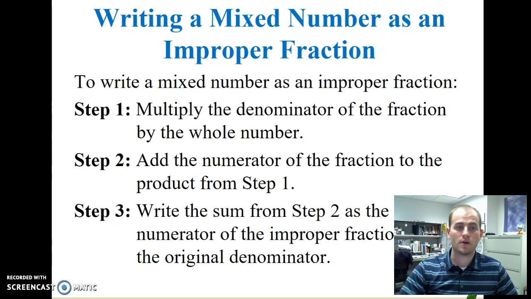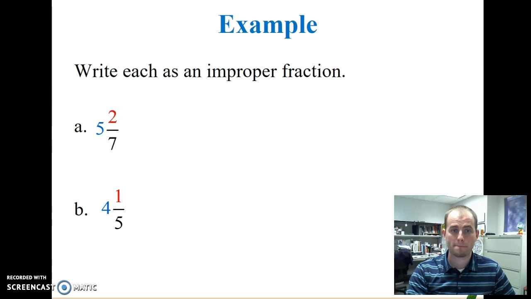So the directions on that would be to multiply the denominator by the whole number, and then add the numerator, and write that answer over the original denominator. And again, that can be found in your textbook.